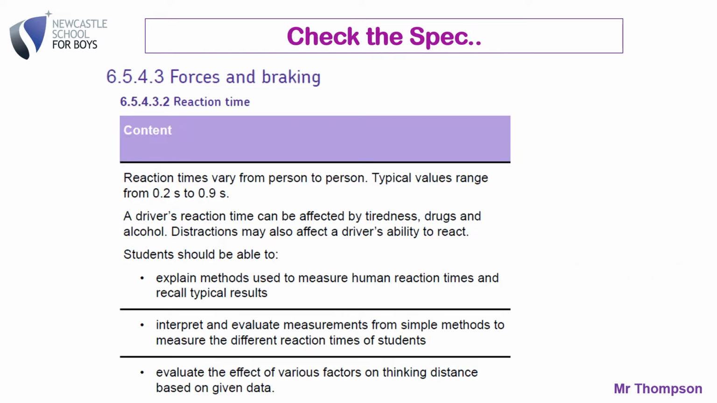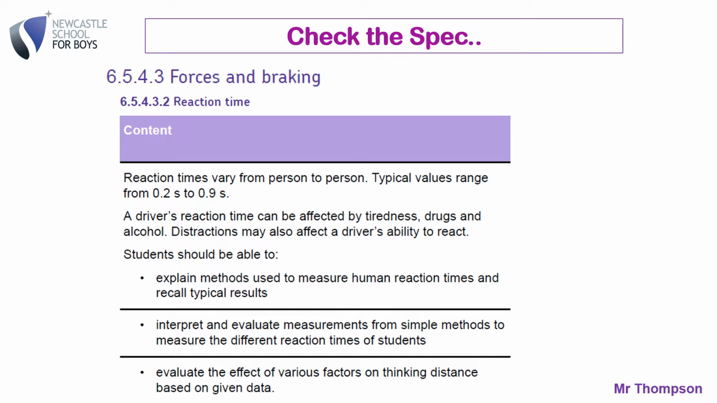Okay, so the thinking distance depends on your reaction time. Reaction times vary from person to person. Some people are faster than others. Typical value is about 0.2 to 0.9 seconds. You know the little ways you can measure that. We'll do that when we get back into the school. A driver's reaction time can be affected by tiredness, drugs and alcohol. Distractions may also affect the driver's ability to react.